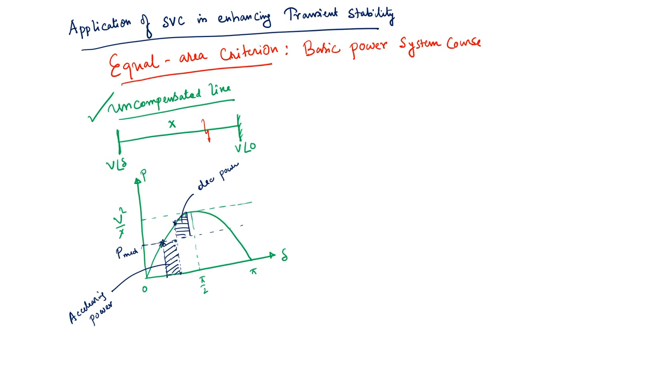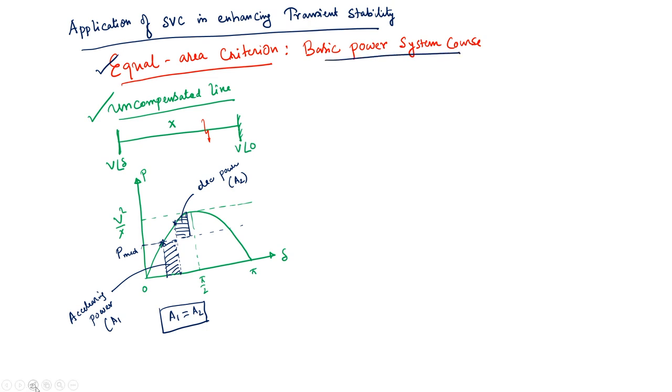So, suppose this area is represented by A1 and this area is represented by A2. So, A1 should be equal to A2 in order to fulfill this equal area criteria. That is what is called equal area criteria. And this is actually well known if you understand the basic power system.